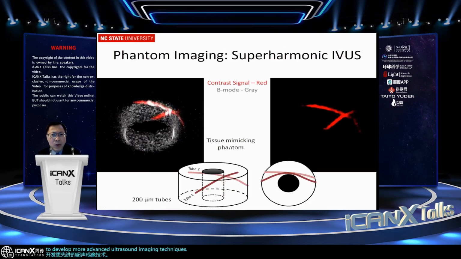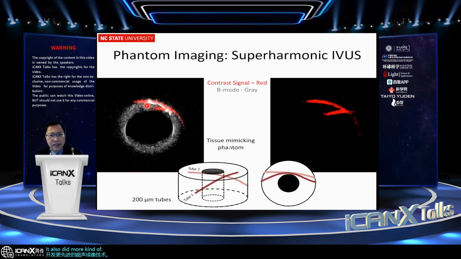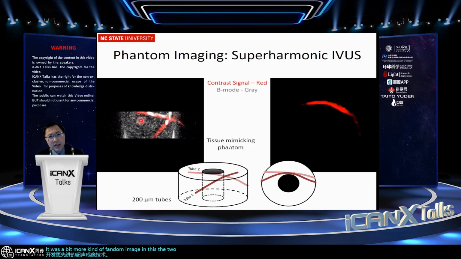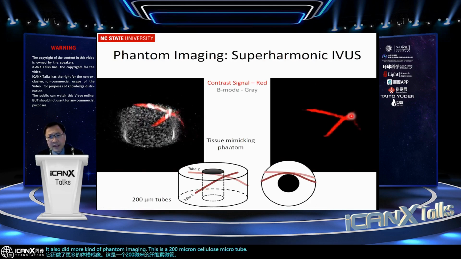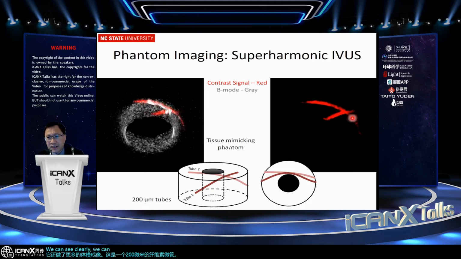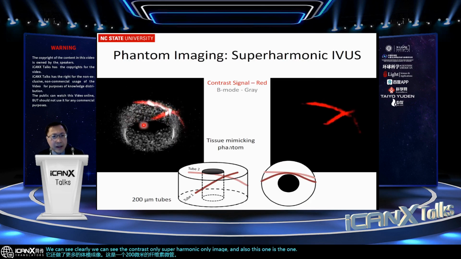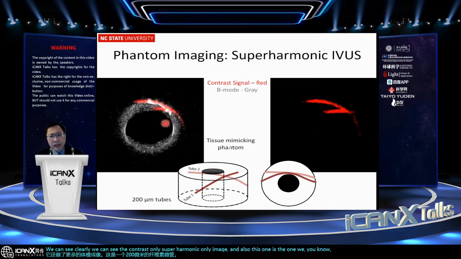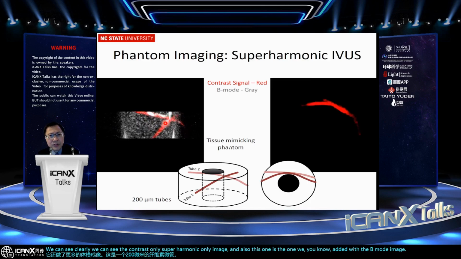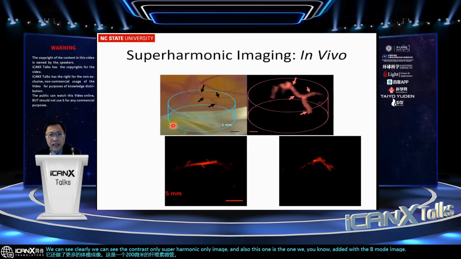We also did more phantom imaging. This is the 200 micron cellulose microtube. We can see clearly the contrast-only, superharmonic-only image, and this one is the one we added with the B-mode image, so we can identify those 2 microvessels clearly.